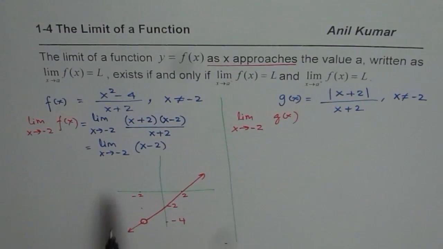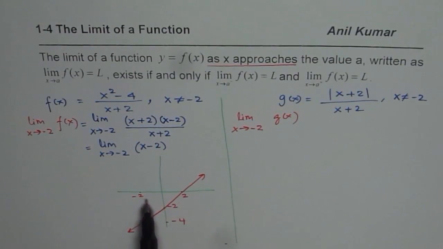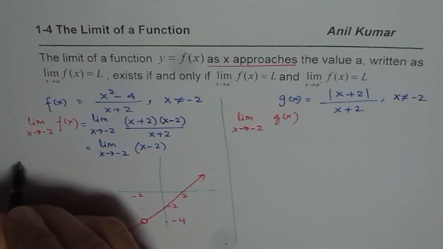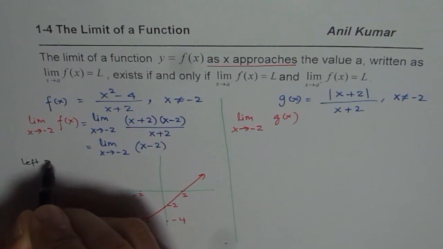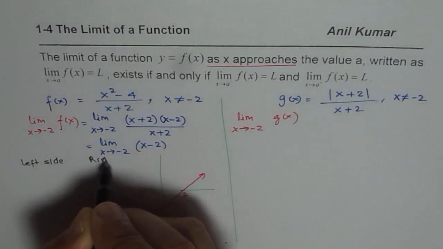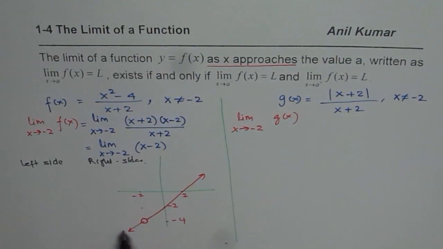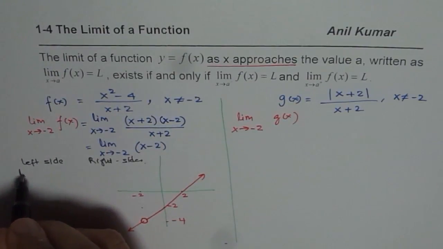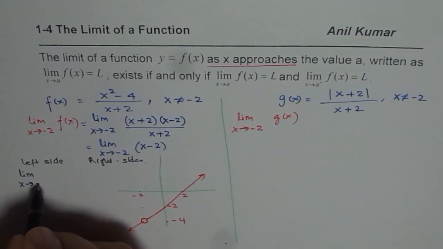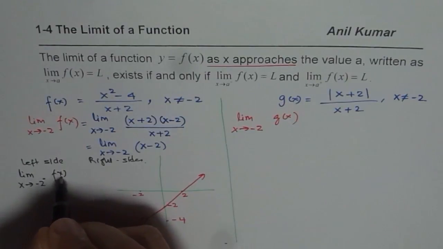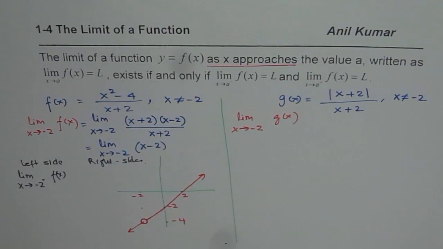Correct? Now the idea is we need to find the limit of the function as we are approaching minus 2. How do we do it? Now to find the limit, the concept here is that we have to find the left side and right side limits. So let me write down left side and right side limit. Left side means approaching minus 2 from the left. The convention is to write it like this: limit x approaches minus 2 and this minus on the top of the function f of x. So f of x is sufficient, I don't have to write the expression, right?